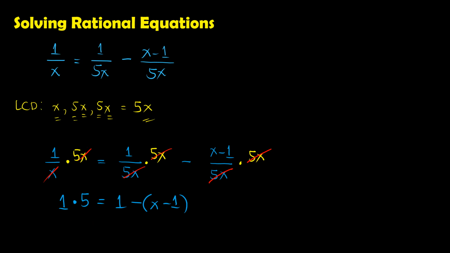Let's simplify further. So, 1 times 5 is simply 5 equals 1. Then, remember, when you have subtraction, the signs will change. We have negative times x is negative x. And negative times negative 1. Negative and negative will give you positive 1. So, let's try it here.